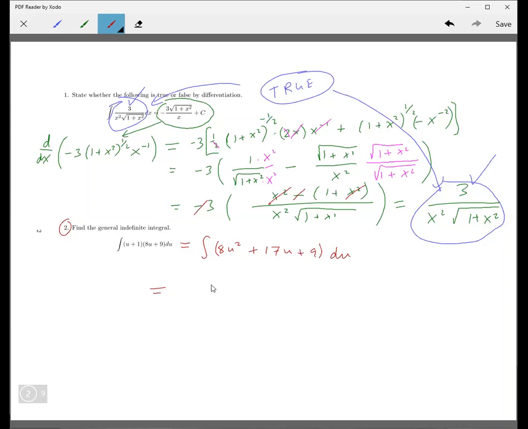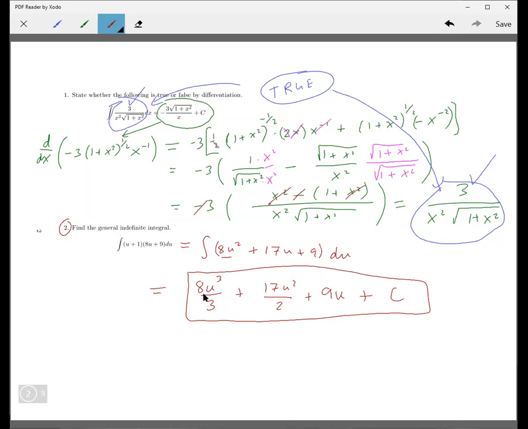Okay, so this one right here, u cubed is what you look at. You just raise this by 1 power. But in order to make it so that when you take the derivative of this, you get this, you have to put a 3 underneath, because you'll have a 3 coming down. Similarly with this one, you got to put a 2 there. And then the 9 is just 9u. Okay, make sure you use the variable that it's in. And then put a constant on the end, and you're done. Okay, so that should be the answer to number 2.